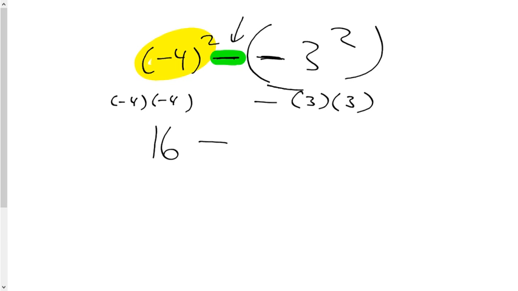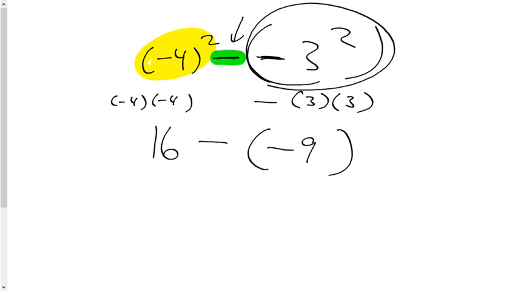So because this answer here is negative 9, I have to use brackets here, don't I? Because I need to separate it from my subtraction sign. Then I'm going to keep flip change. And my final answer will be 25.